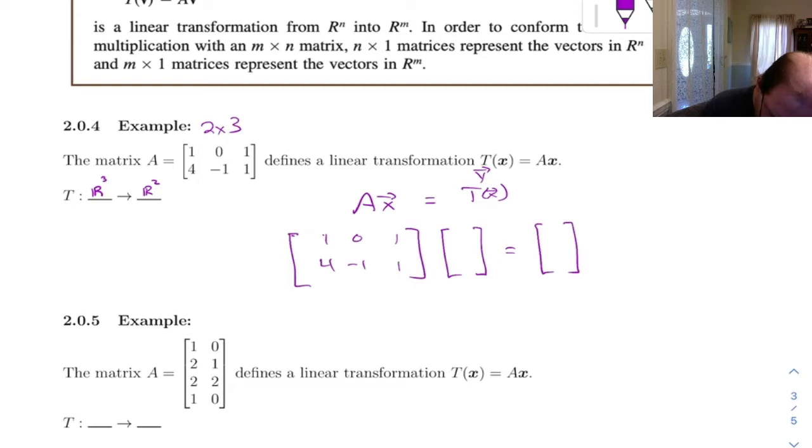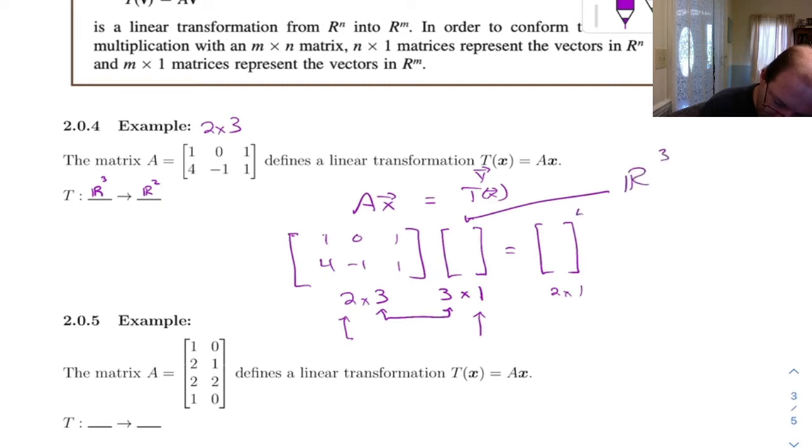All right, let's look at this. A is a 2 by 3, and we're multiplying it by a column vector. So this has to be one column. And how many rows is it? Well, to be compatible multiplication-wise with this, it's got to be 3. And what are we going to get out of this? We're going to get a 2 by 1. So we can see that our input here is from R3, and our output is going to be from R2.